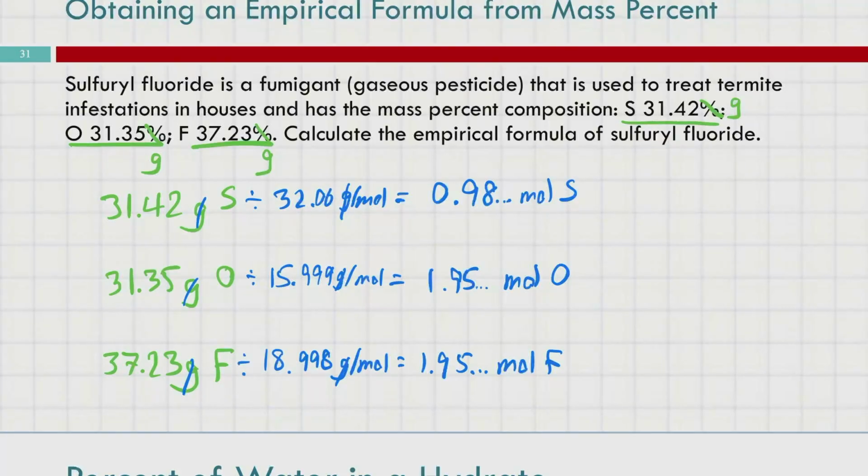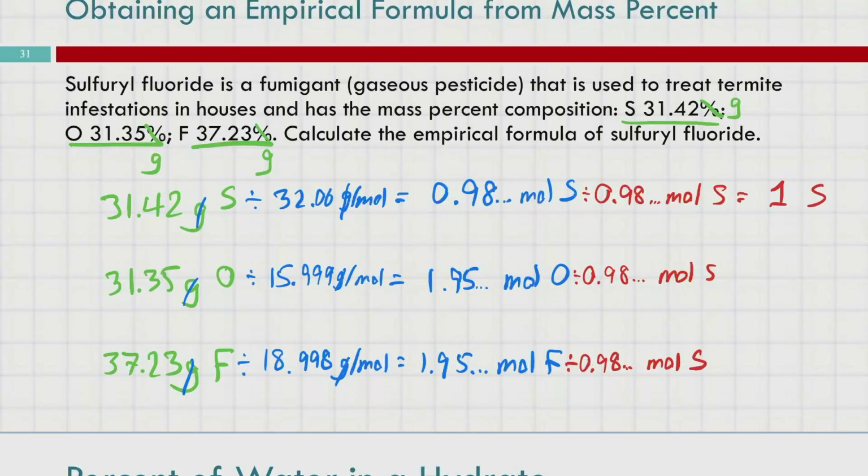The smallest of these is the sulfur, so we're going to divide all of these by 0.98 moles of sulfur. So we're setting our baseline. Sulfur is the smallest. How much of everything else do we have relative to our sulfur? The top one we get for free. We've got 1 sulfur. The other 2 we get to put into our calculators.